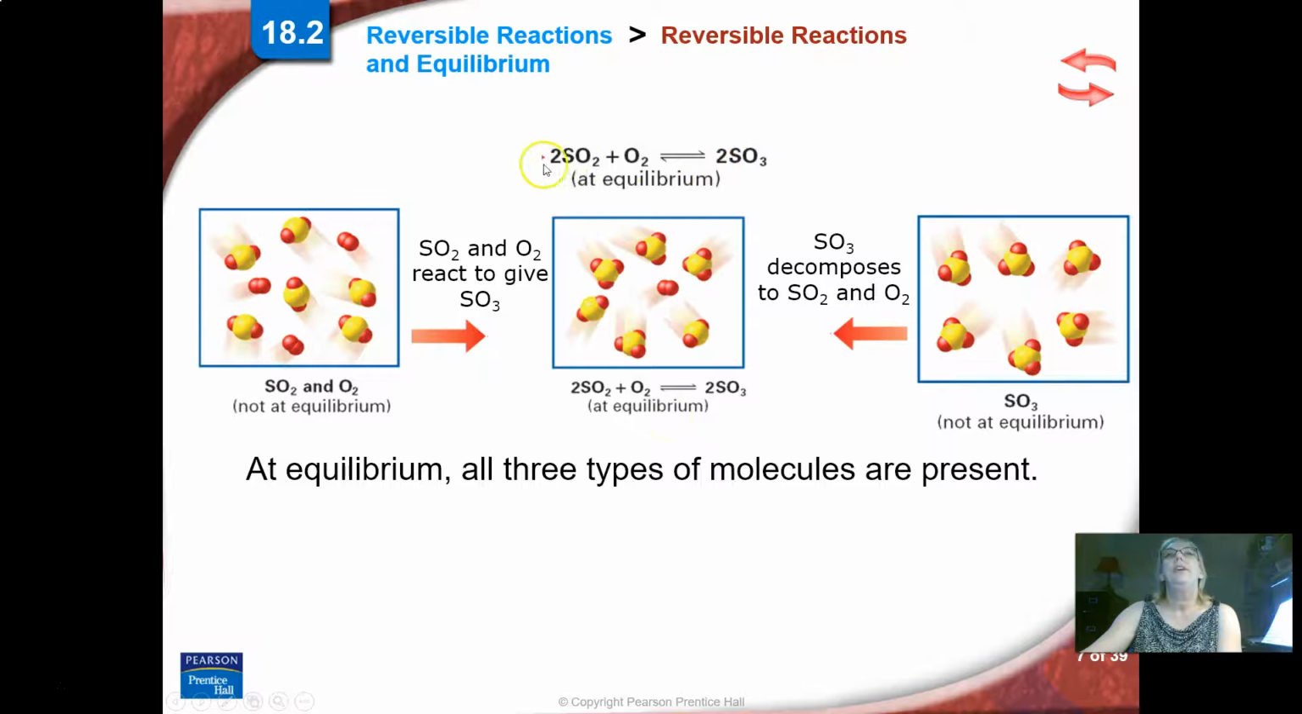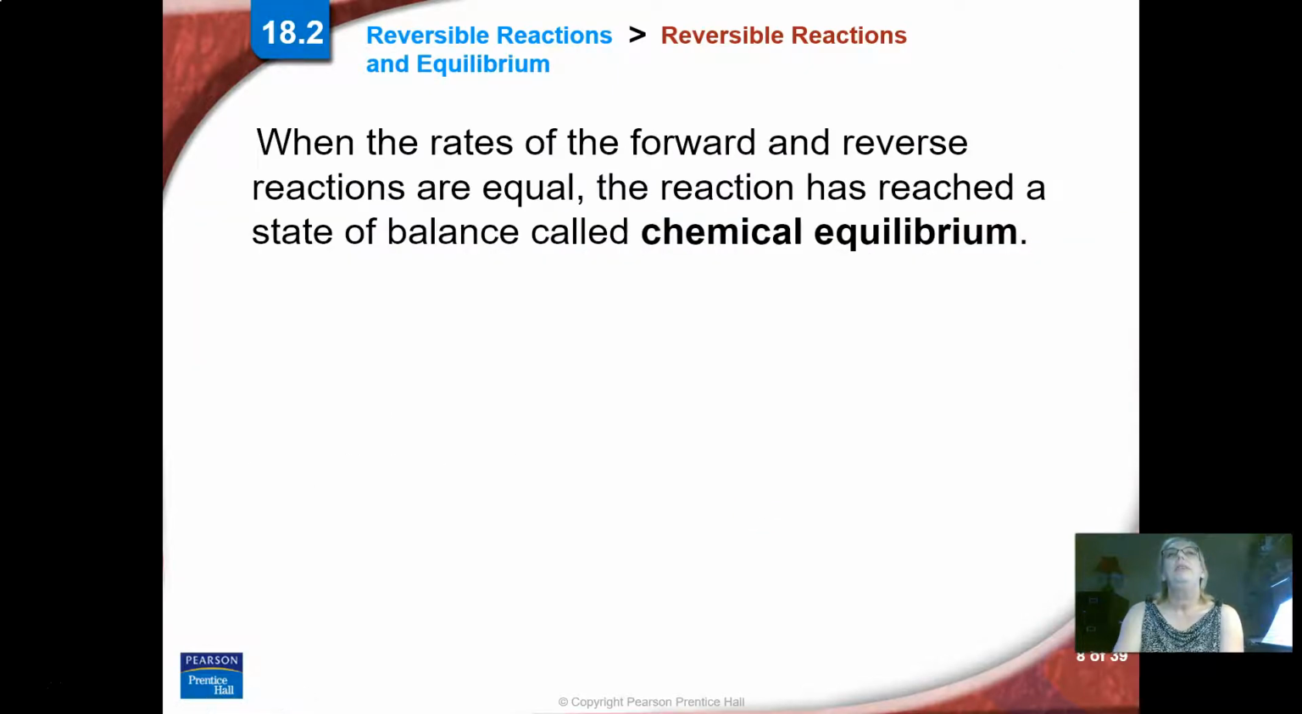When this double arrow is happening, when you have these forming into that, and these breaking apart and forming those two, then you're at equilibrium. So you have to start off at the beginning, go to products, and then products have to start reversing to reactants, and so you're going back and forth. All three of the molecules, SO2, O2, and SO3, are present all the time at equilibrium. The rates of the forward and reverse reactions are equal, so how many moles are changing per time is going to be equal in both directions.